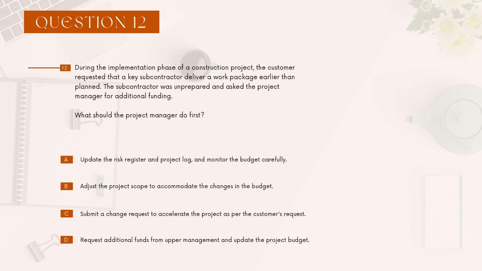During the implementation phase of a construction project, the customer requested that a key subcontractor deliver a work package earlier than planned. The subcontractor was unprepared and asked the project manager for additional funding. Meaning the customer is saying, hey, we need to expedite this thing, and now the subcontractor needs more money to finish this faster. What should we do? A: Update the risk register and project log and monitor the budget carefully.